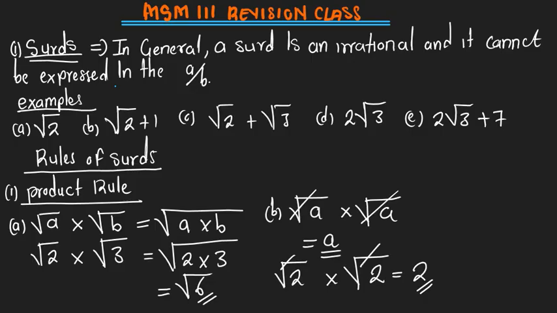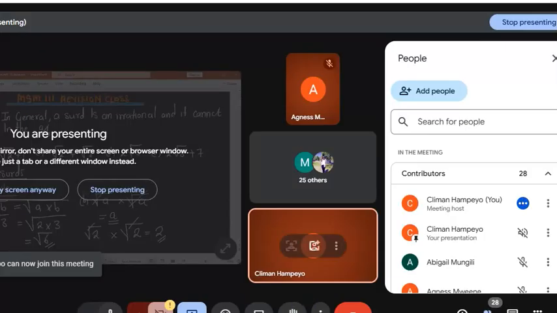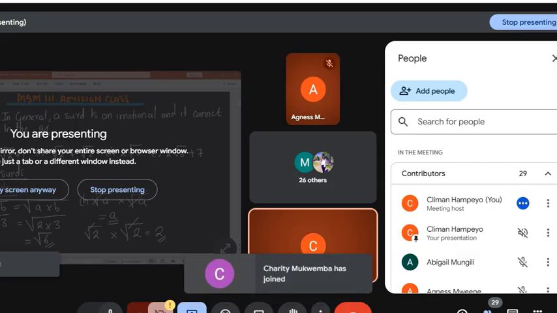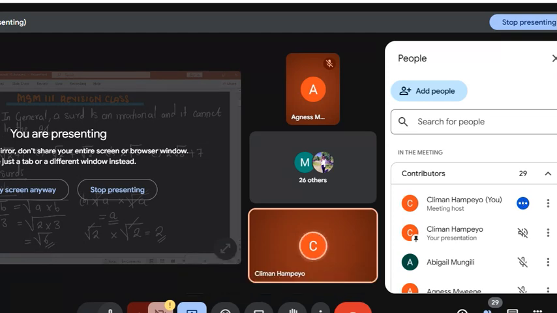These are rules of SURDS, and I want you to understand them very well. The moment you understand this, you are going to enjoy this simple topic very much.